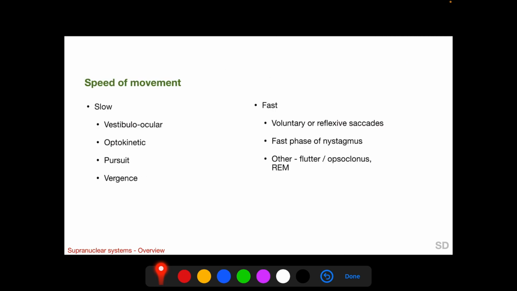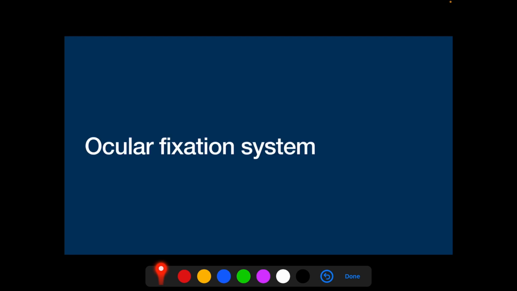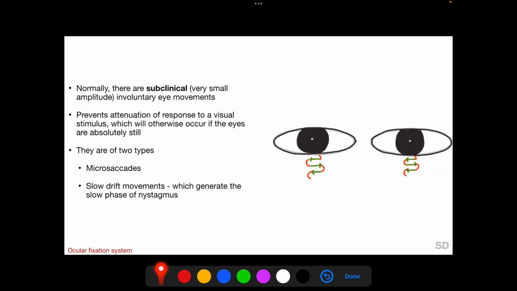As we will see later, it is important to classify the speed of movement generated by the supranuclear system as either slow or fast. The slow movements are generated by the vestibulo-ocular system, the optokinetic system, the pursuit system, and the vergence system. And fast movements are the voluntary and reflexive saccades, the fast phases of nystagmus, which we will be discussing in a subsequent session, and other movements such as ocular flutter, opsoclonus, and rapid eye movements. So we will be starting with the ocular fixation system.